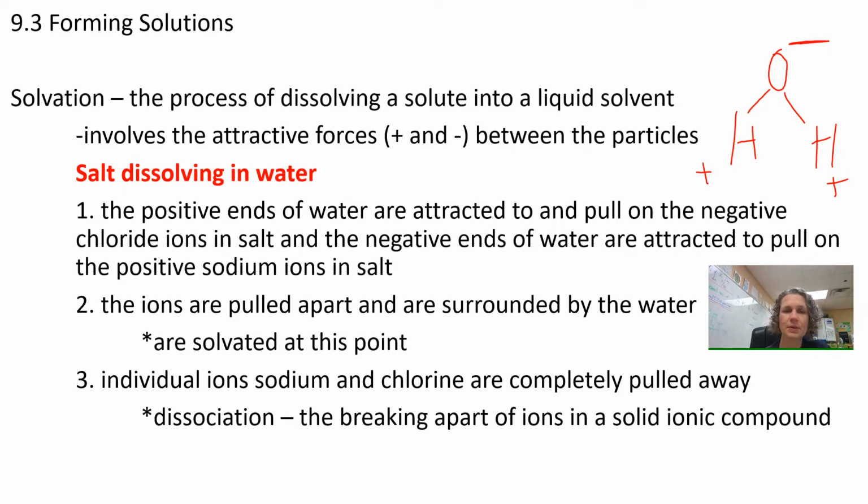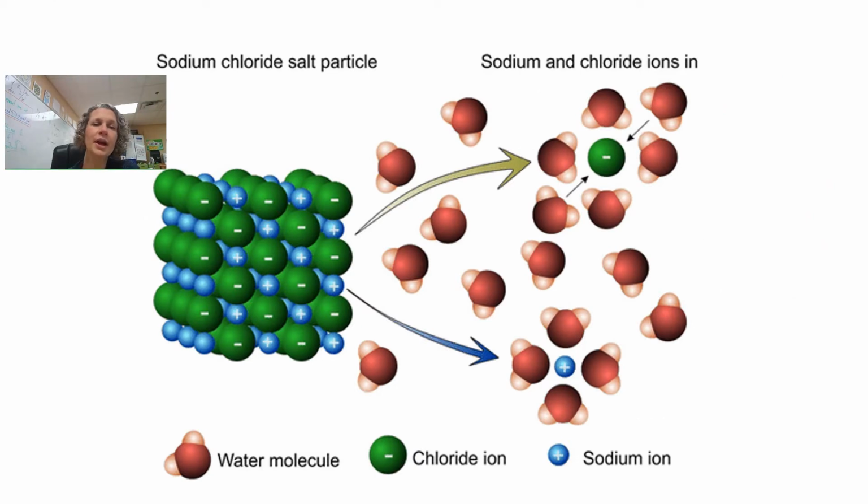Okay, so let's look at this picture. Here we have the green and the blue are the sodium and the chloride. The chloride is green and the sodium is blue, just in case you're wondering. There's a key at the bottom. And then the red and the little white circles on there, those are water molecules. With the water, the white parts are the positives, and the negative is on the red end.